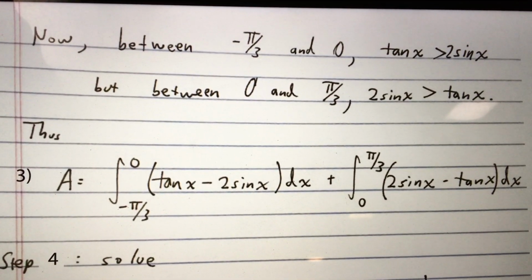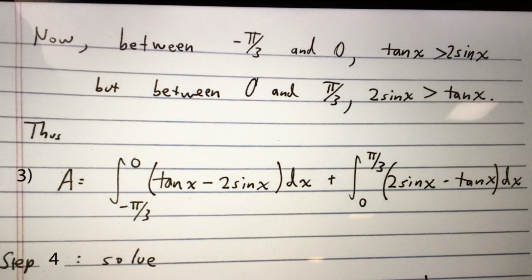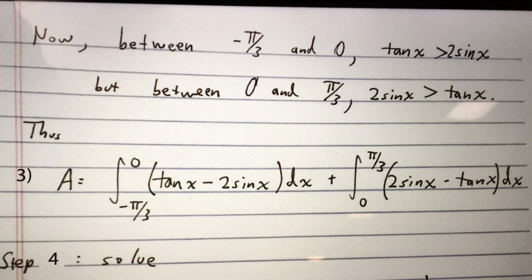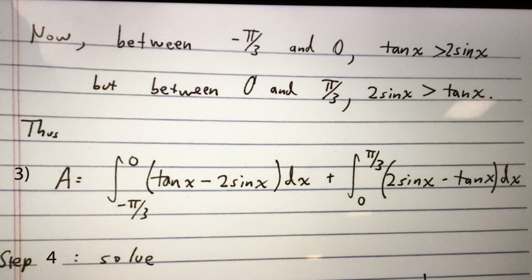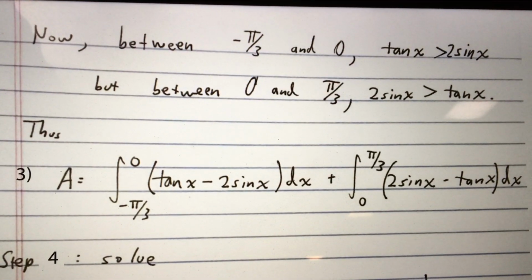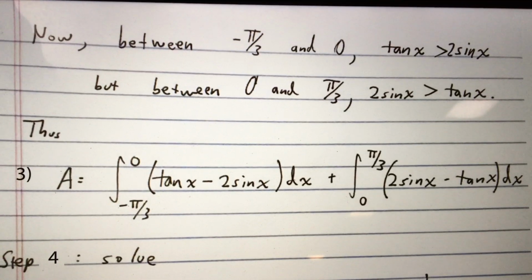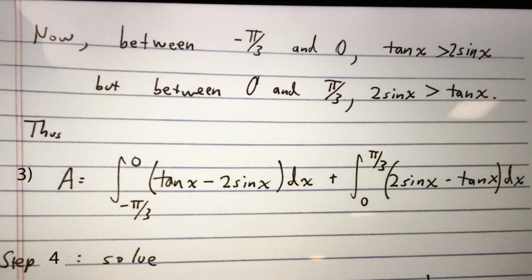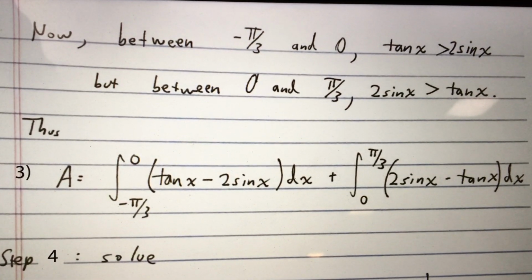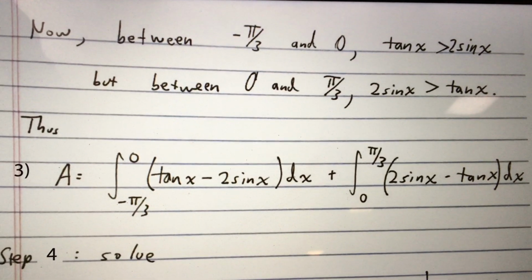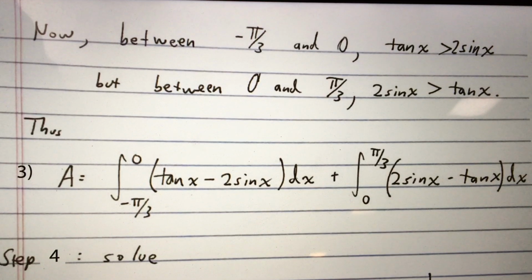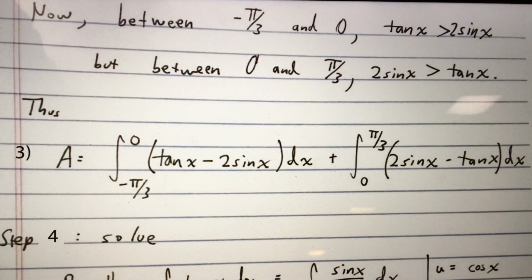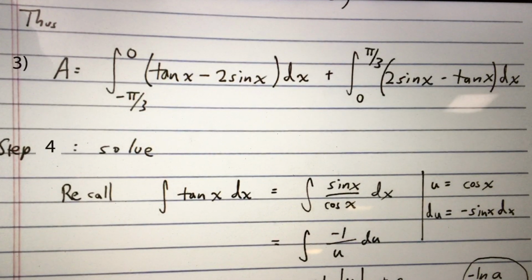So we can't write it all as one integral because we want to subtract the bigger minus the smaller. So we get two integrals, and there they are. The setup goes from negative pi over 3 to 0, where you take tangent minus 2 sine x, and then from 0 to pi over 3, where you have it the other way around, 2 sine of x minus tangent x. And now you can solve.